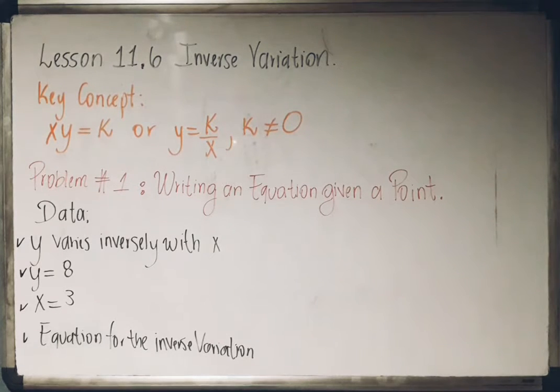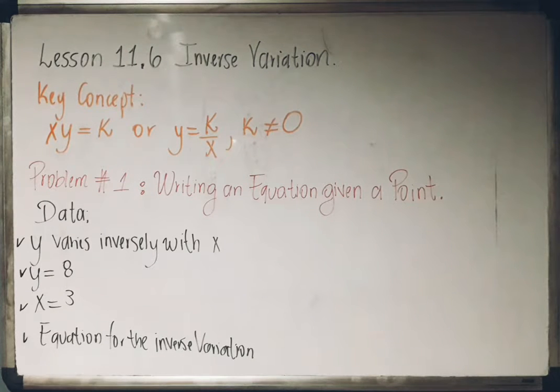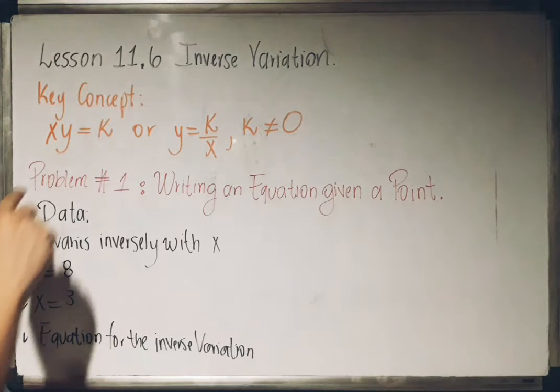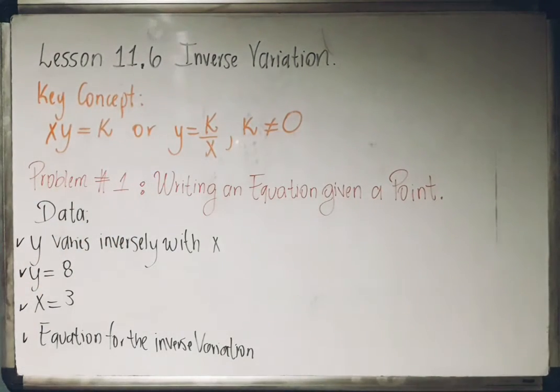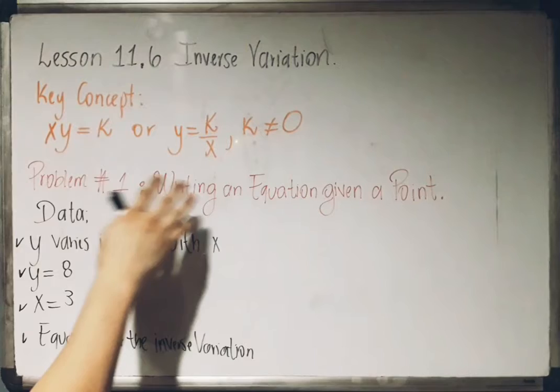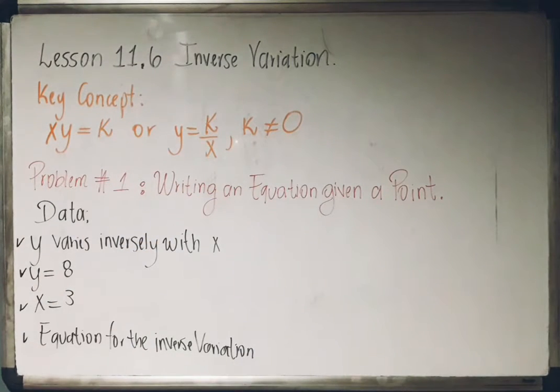Today we are going to see lesson 11.6, inverse variation. The key concept that we are going to learn and understand is x times y equals k. K is the constant of the inverse variation. And if you solve for y, you have y equals k divided by x. That is the expression we can use for inverse variation. You just need to know that k has to be different from 0, because it is the value of variation that we are going to find.